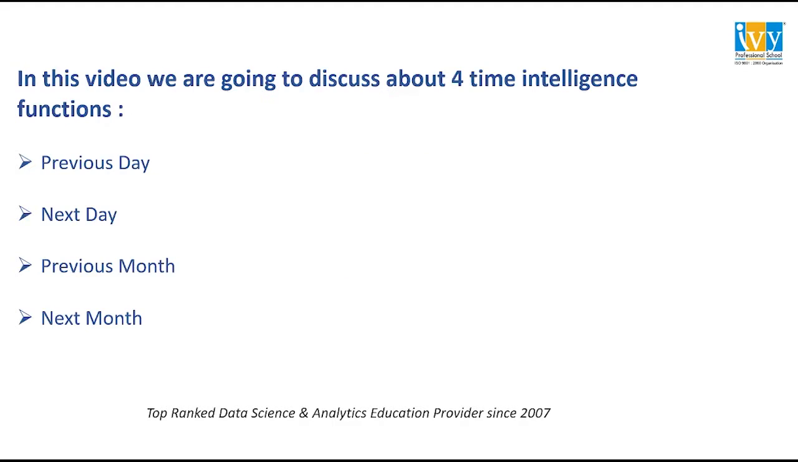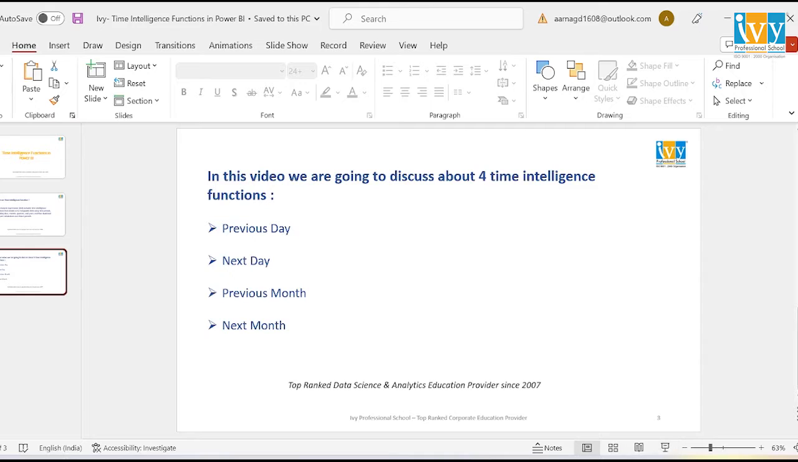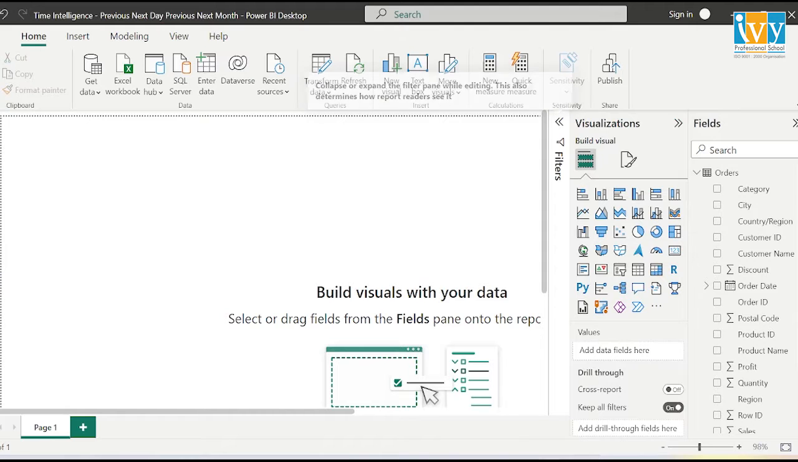So in today's video, we are going to discuss 4 time intelligence functions. Number 1 would be previous day, second would be next day, third would be previous month, and the last would be next month. Now let's use a data set and see how we can calculate these measures using these time intelligence functions. So let's go to our Power BI.